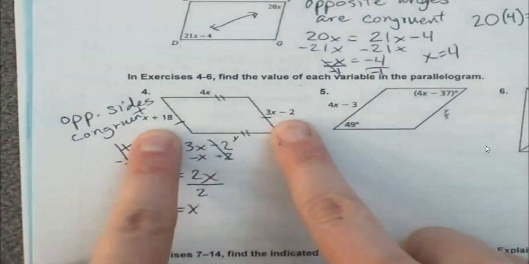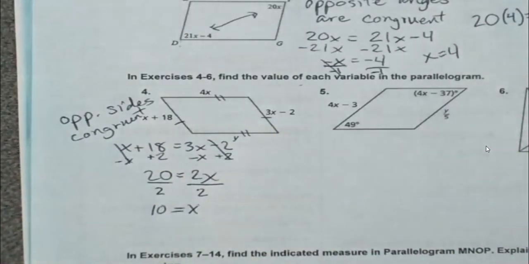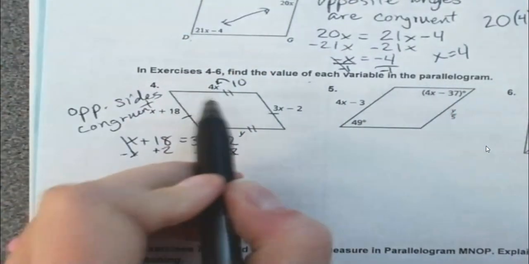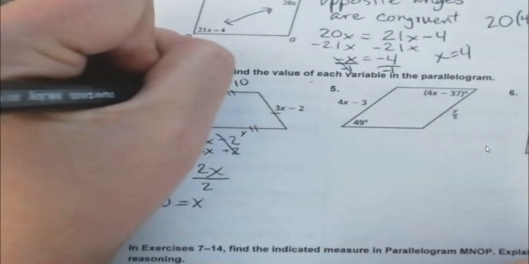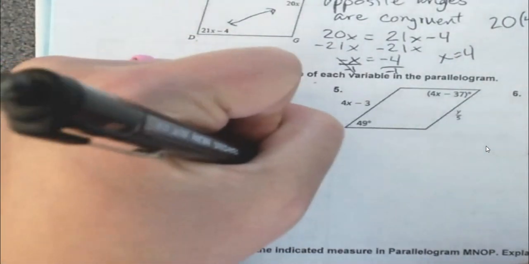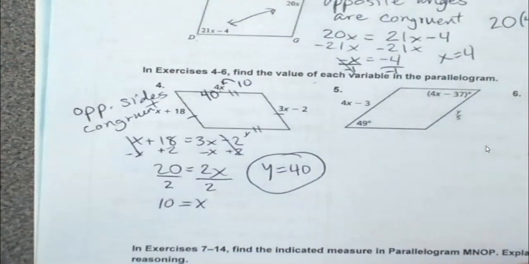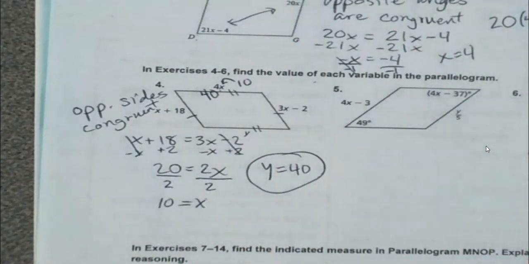So I went a little fast there, but ultimately what I did was I set those equal because they're opposite. And then I know what x is. So I can take 10 and plug it in right there. 4 times 10 is 40. Perfect. Y equals 40, and that's it. So there's a couple of these on the Canvas assignment where it gives you multiple variables, and you just have to figure out which variable can I solve first, plug it in, and solve for the next one.